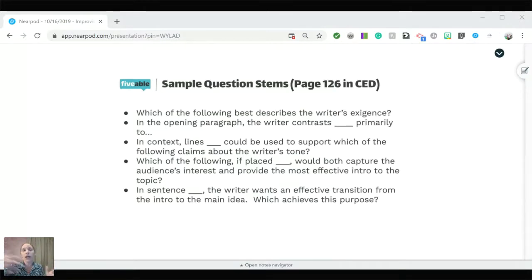In the opening paragraph, what is the contrast? And then primarily, what is the function of that? In context, these lines are used to support which of the claims. The following, if placed where, would capture the audience interest and provide an effective intro. And then, of course, in the sentence or sentences and those lines in there, the writer wants an effective transition from the intro to the main idea, which achieves that purpose.